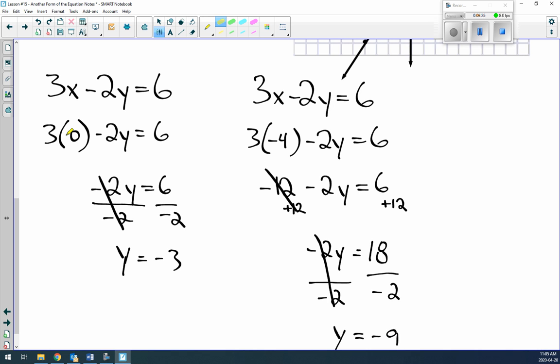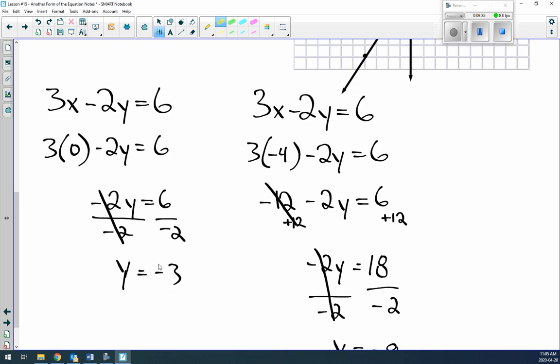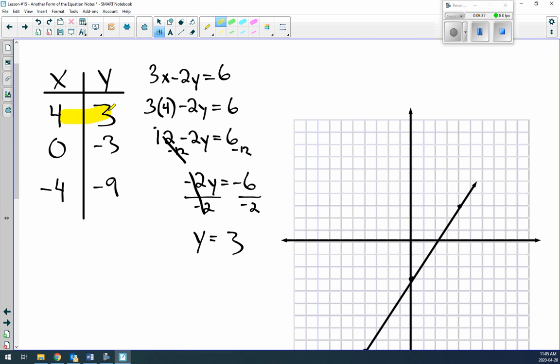Let's try the second point. We're going to plug in 0 this time. So 3x minus 2y equals 6. Plug in 0. 3 times 0 is 0, so that just completely disappears. We end up with negative 2y equals 6. Divide both sides by negative 2. We end up with y equals negative 3. So back up here, we have 4, 3. That was the first one. 0, negative 3 is our second one. Now we still have one more to do.